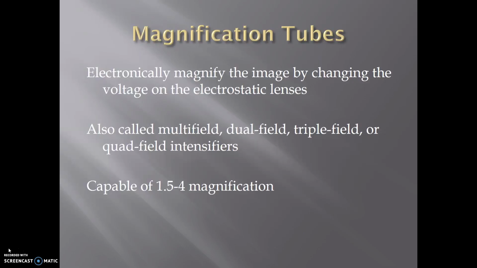Magnification tubes electronically magnify the image by changing the voltage on the electrostatic lenses. These are also called multi-field, dual-field, triple-field, or quad-field intensifiers. They are capable of 1.5 to 4 times magnification.